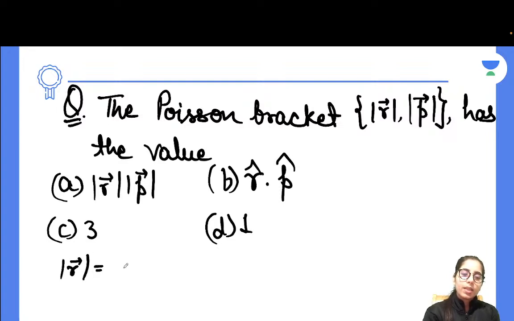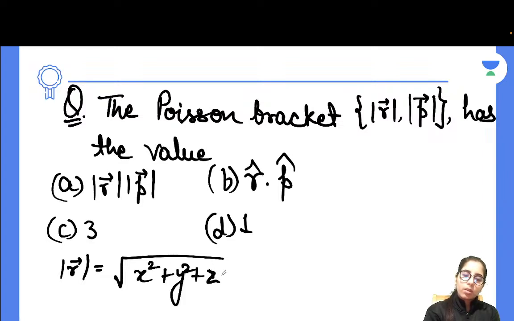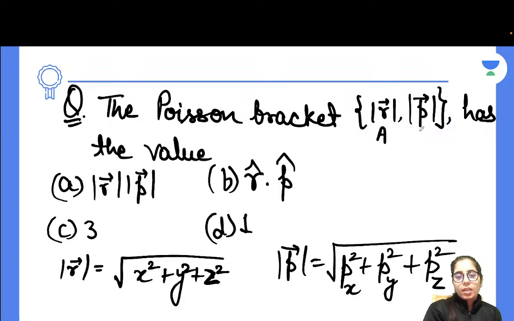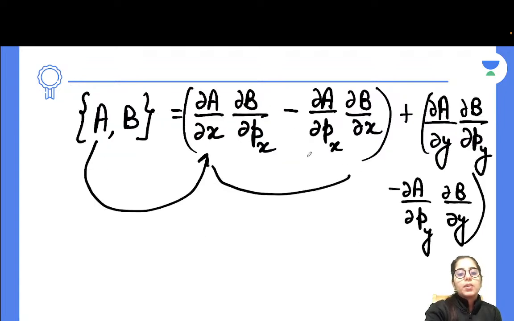So basically guys, magnitude of vector r is what? It is square root of x square plus y square plus z square. Okay, and magnitude of vector p is what? That's going to be square root of px square plus py square plus pz square. Now what will happen in this case, if it is a, it is b, all the three terms you just have to write this way.